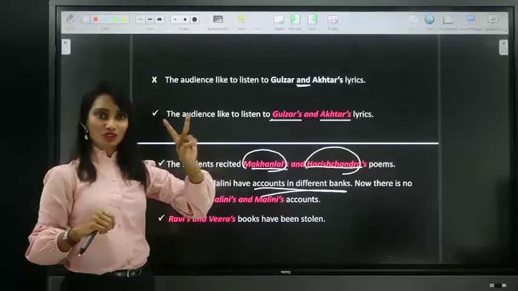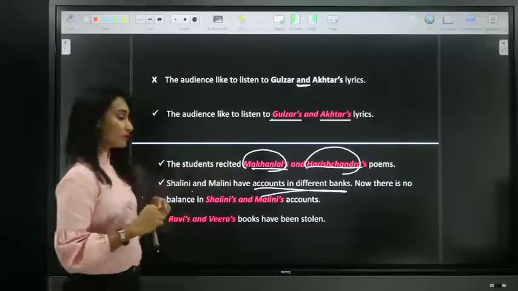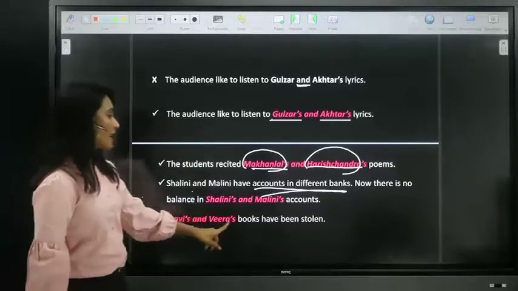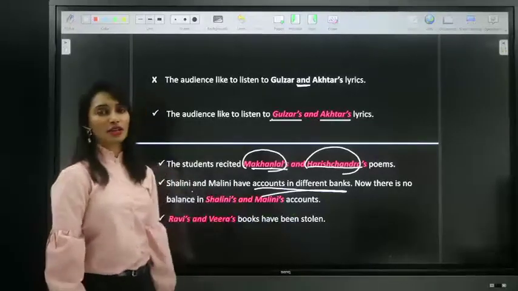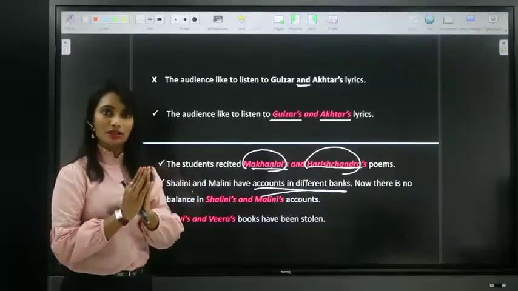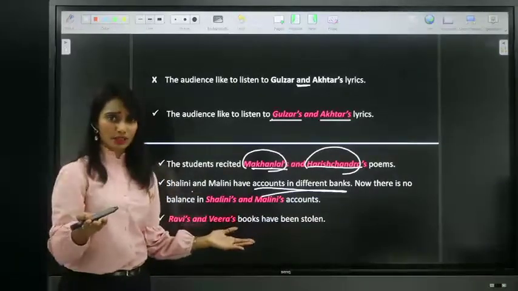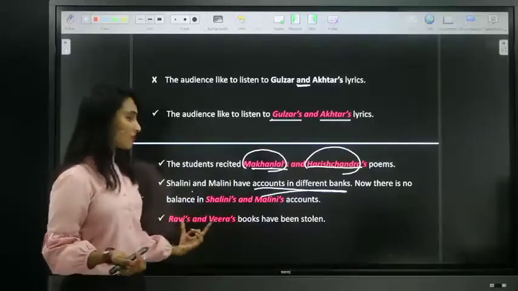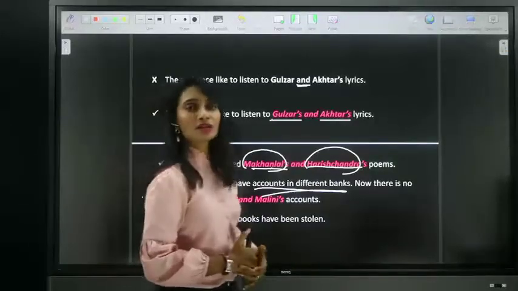So, possession should be given for both the nouns. Look at this. Ravi's and Veera's books have been stolen. Both boys do not possess the same books. Ravi's books are different, Veera's books are different. So, possession should be given for both the nouns separately.